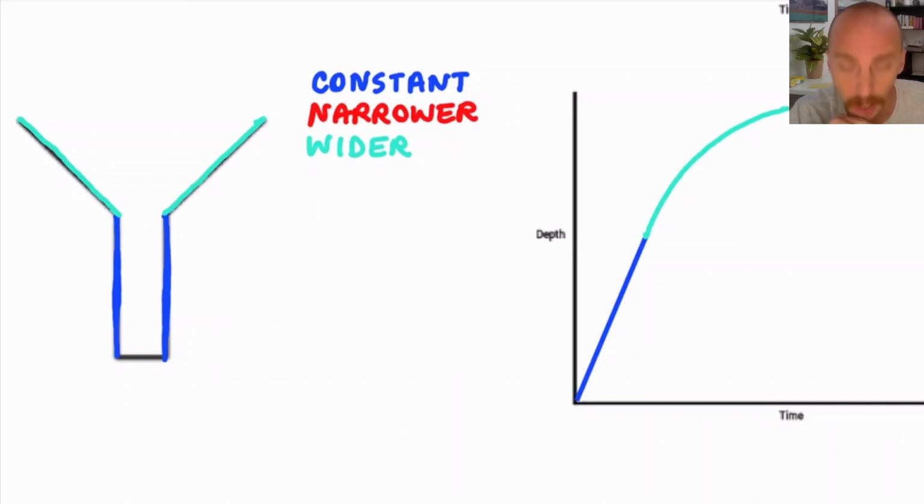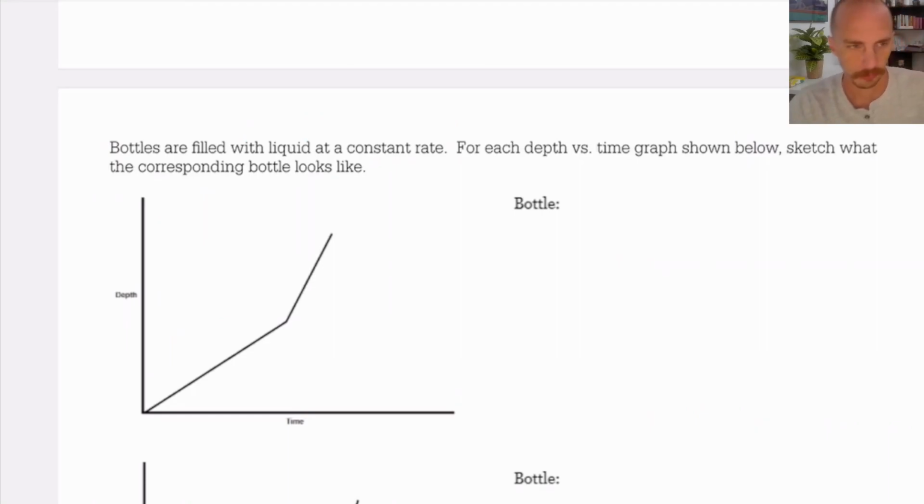But we also need to be able to do the opposite. We need to be able to look at a depth versus time graph and conclude what type of bottle would get us there. Right, so we've got depth versus time and given, draw the bottle. And this is going to be hard, right? Especially if you're like me and not the best artist in the world. If you're really good at drawing, then you're going to have a great time with this, I bet. But I think it'll be all right. What I'm going to do is just use the same color scheme. I'm seeing a line segment here, so I know that the bottle has to have a constant width through here.